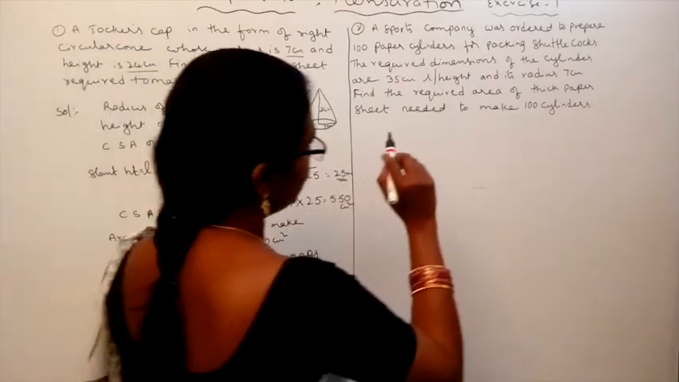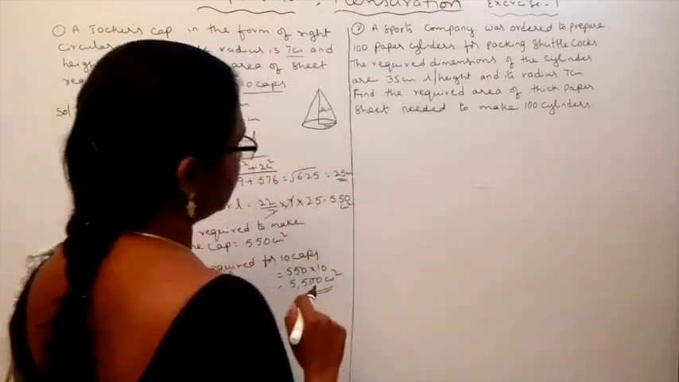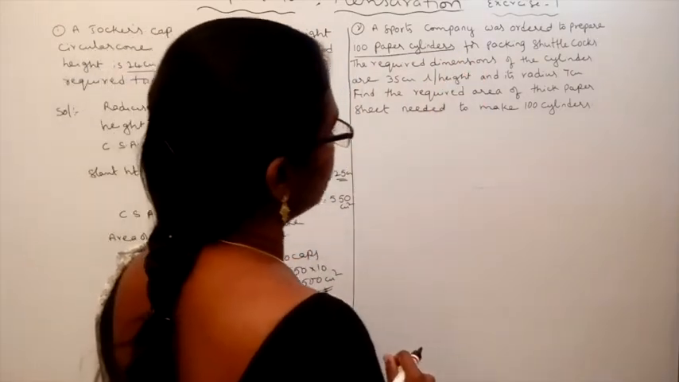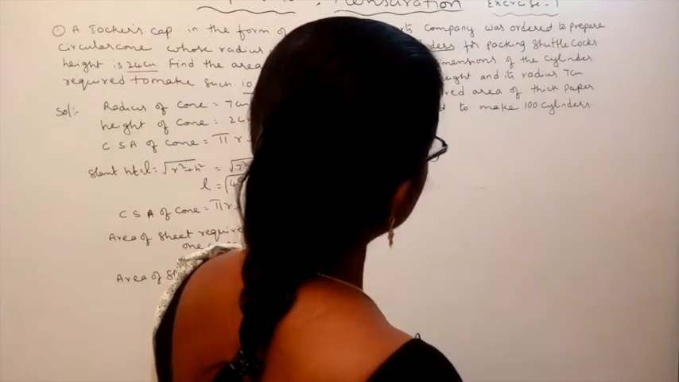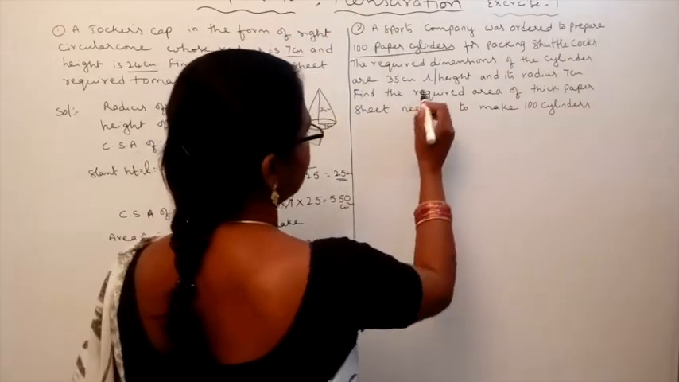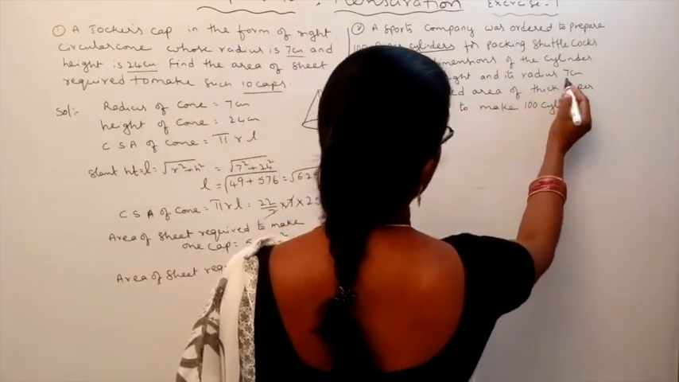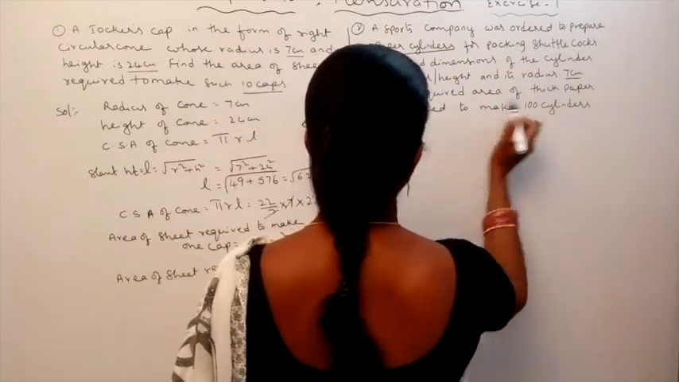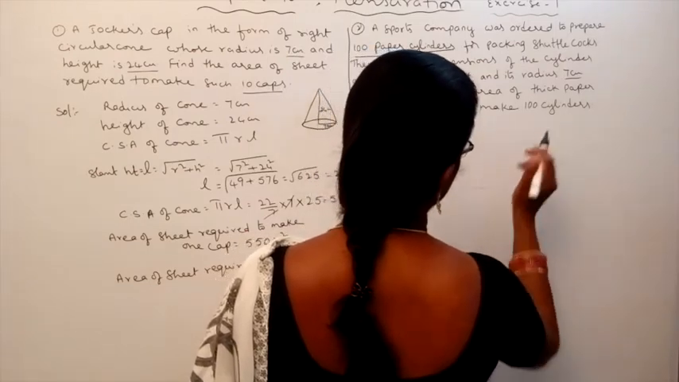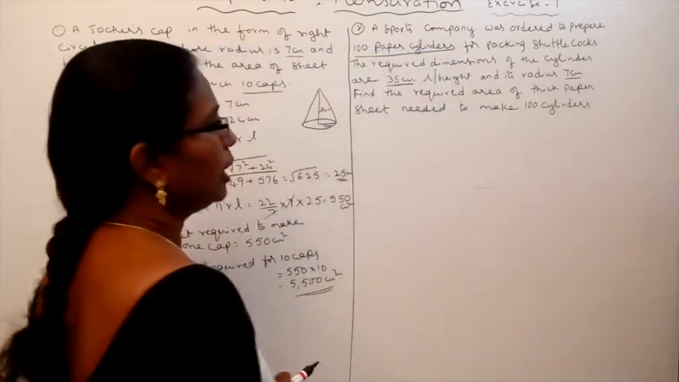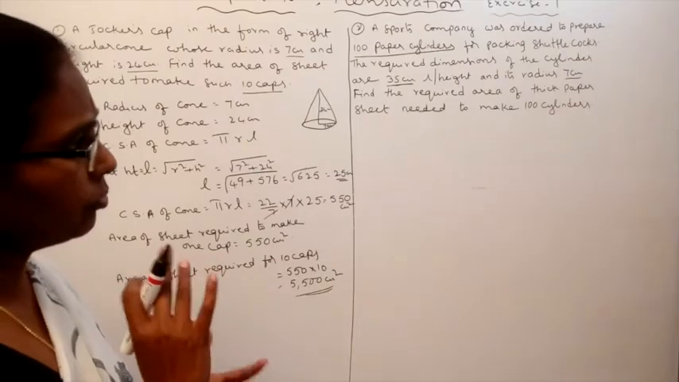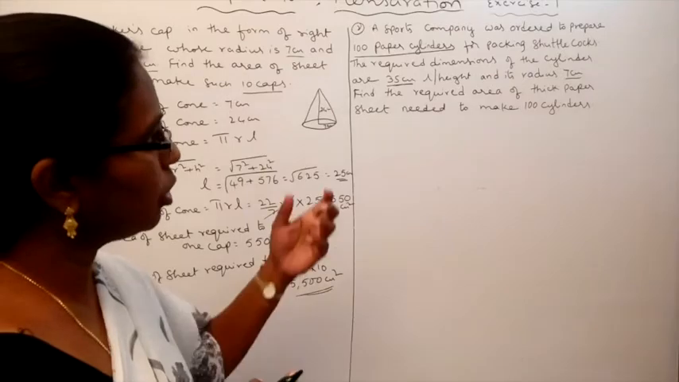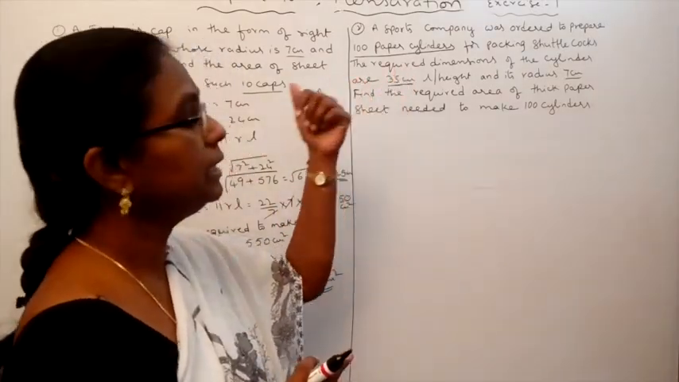Second problem. A sports company was ordered to prepare 100 paper cylinders for packing shuttlecocks. The required dimensions of the cylinder are 35 cm length or height and its radius 7 cm. Find the required area of thick paper sheet needed to make 100 cylinders. Now, they want to prepare cylindrical boxes for packing the shuttlecocks.